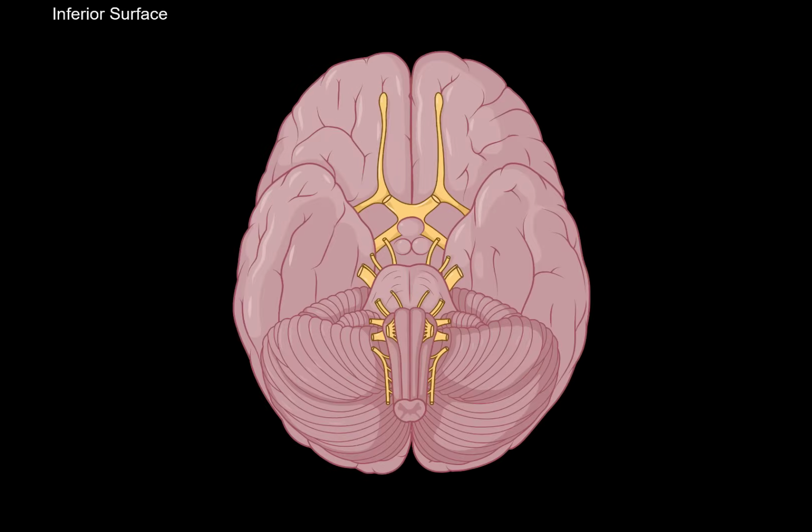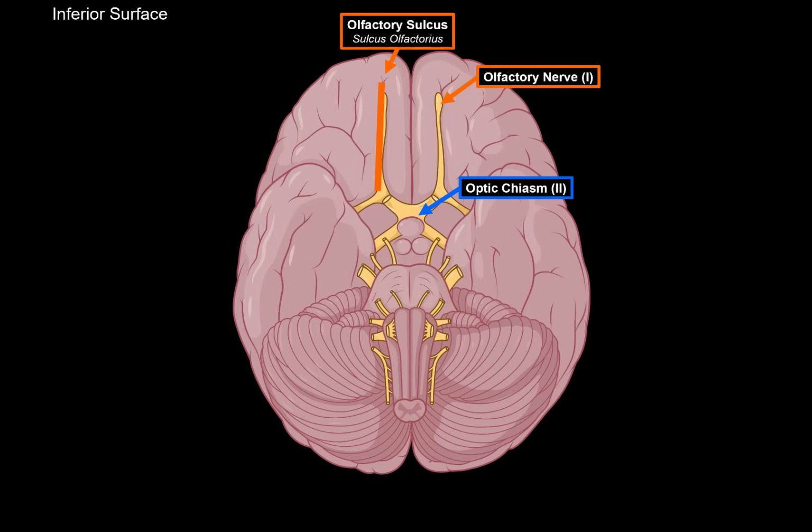Now, if you look at the inferior view of the brain, we will find the olfactory nerve, which is cranial nerve number 1, and the optic chiasm of the optic tract. The olfactory nerve lies on a sulcus called the olfactory sulcus, and the olfactory sulcus divides the lower surface of the frontal lobe into two parts.